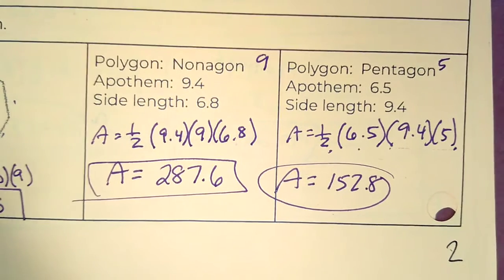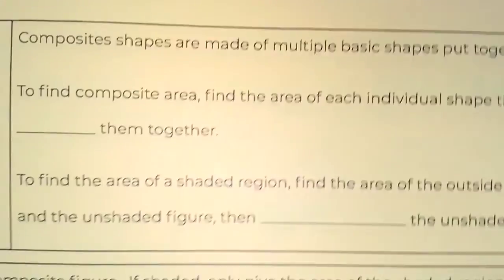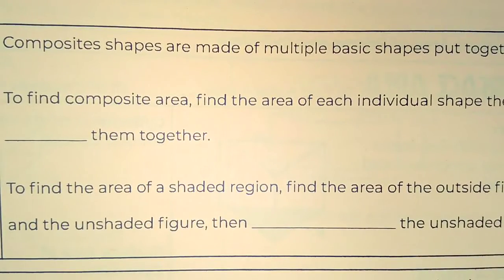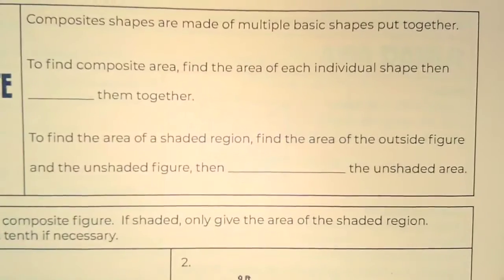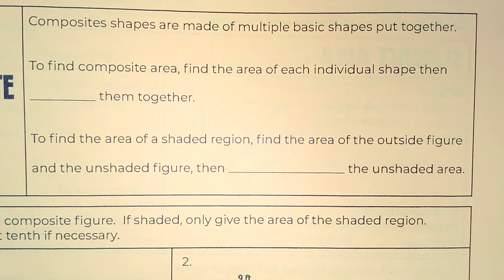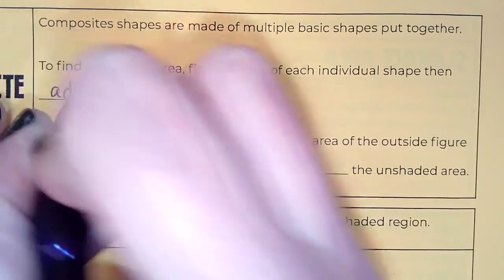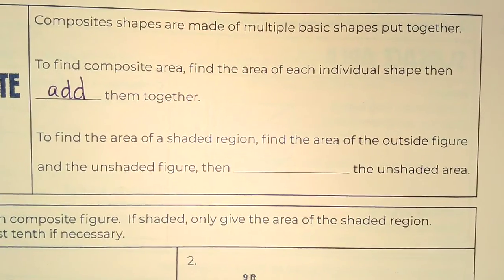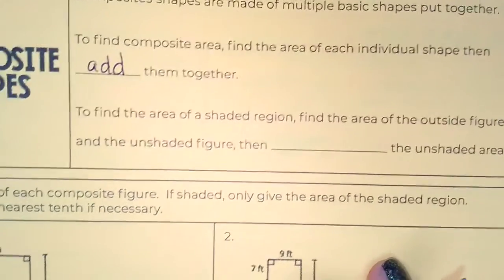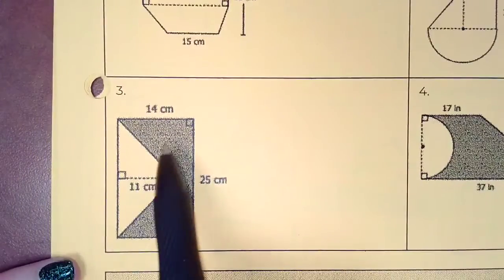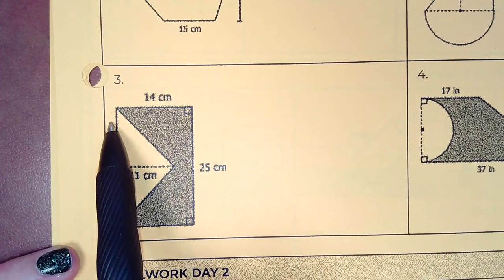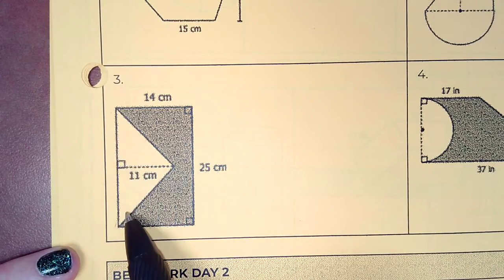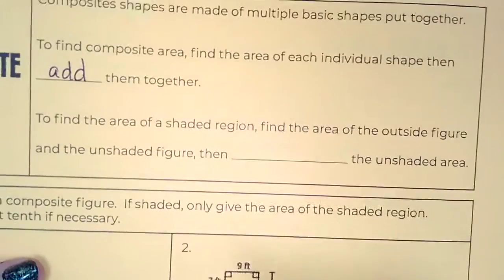The last portion of our notes would be finding the area of a composite shape. Composite shapes are made up of multiple basic shapes put together. To find a composite area, find the area of each individual shape, then add them together. To find the area of a shaded region, find the area of the outside figure, so I'd find the area of the whole rectangle, then find the area of the unshaded region, then subtract out the unshaded.